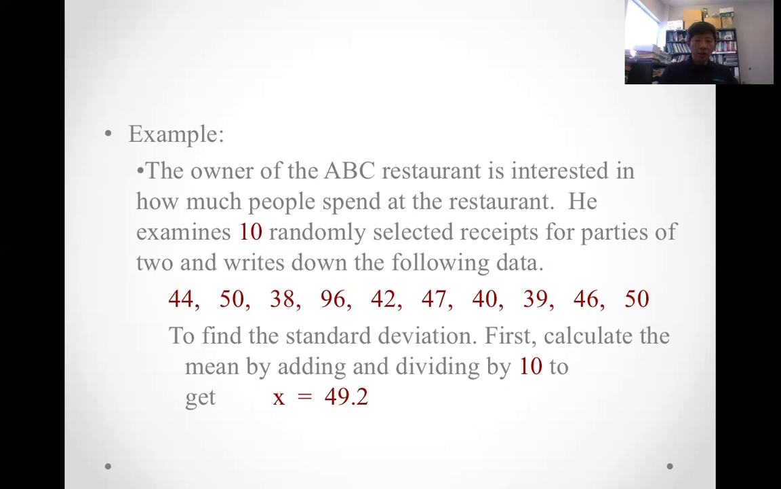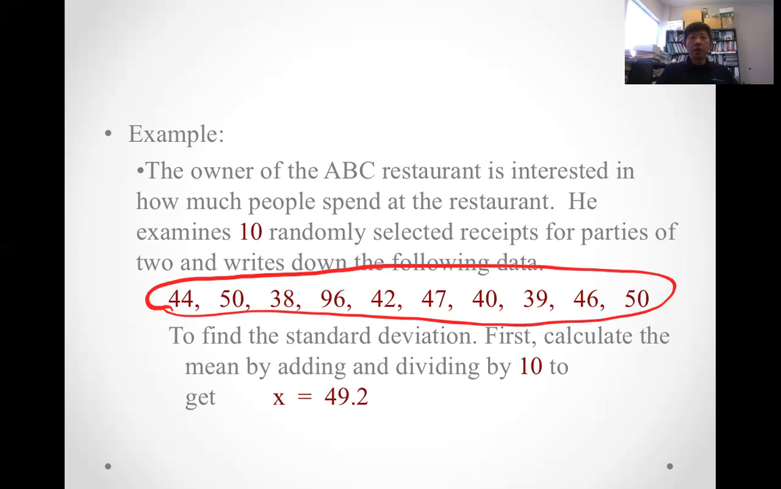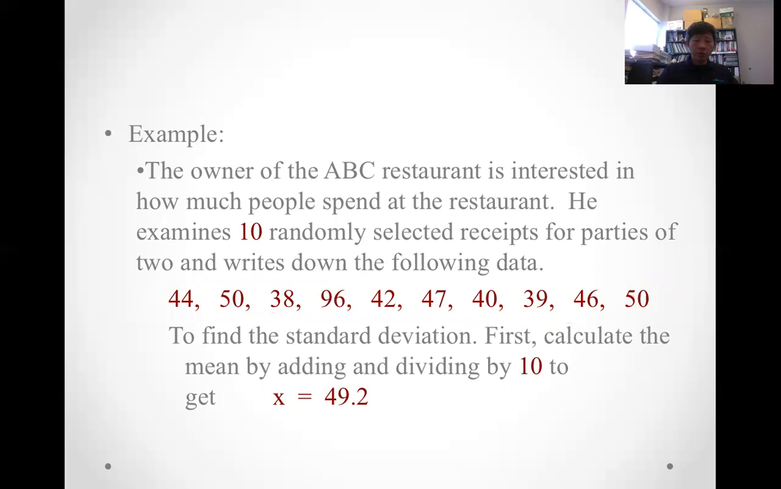We add the data together and divide by 10, because we have 10 numbers here: 1, 2, 3, 4, 5, 6, 7, 8, 9, 10. So we add together and divide by 10. Our mean is actually 49.2. The mean is 49.2.